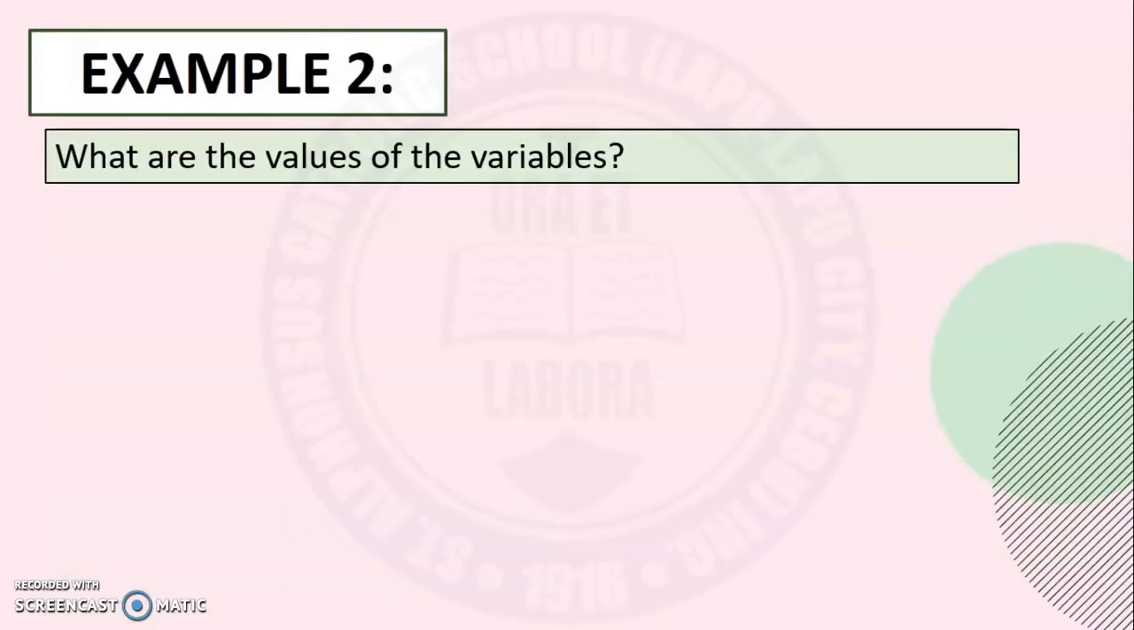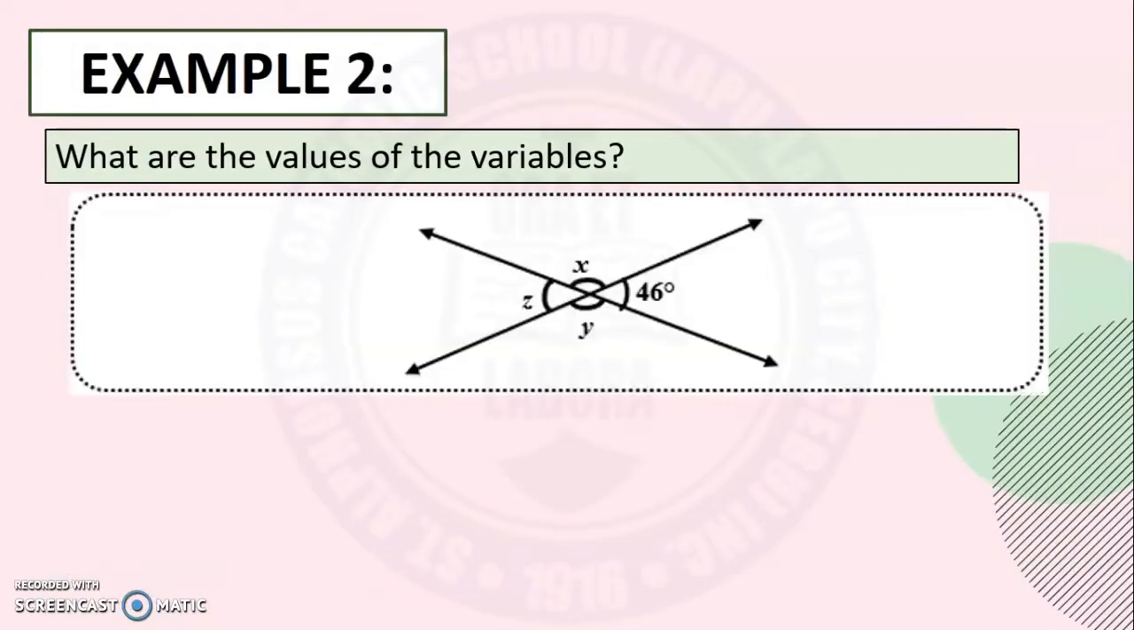What are the values of the variables in this figure? As you can see, we are given here two intersecting lines, and because of these two intersecting lines, four angles were formed, and one of the measures of these angles was already given, which is 46 degrees, and we are asked to find the values of the three missing angles.